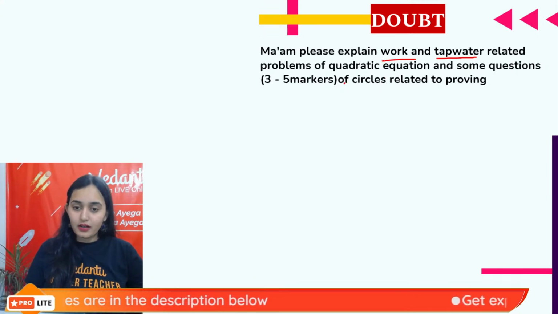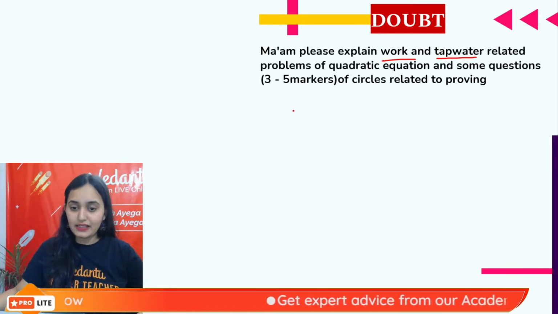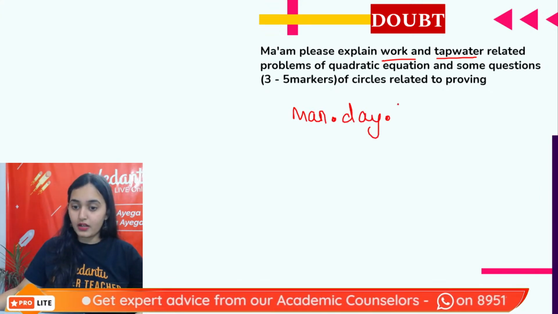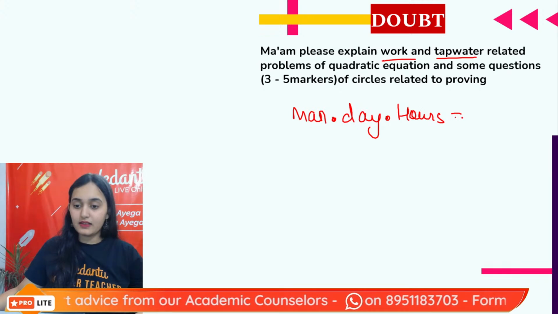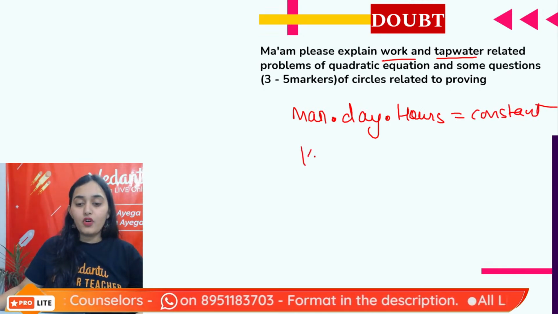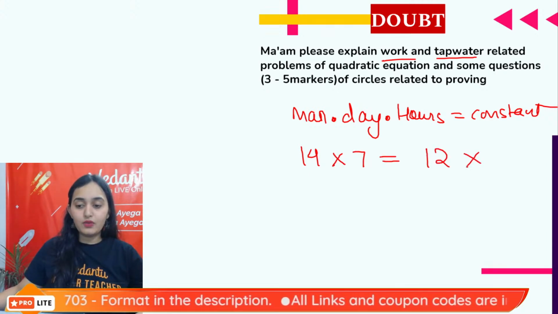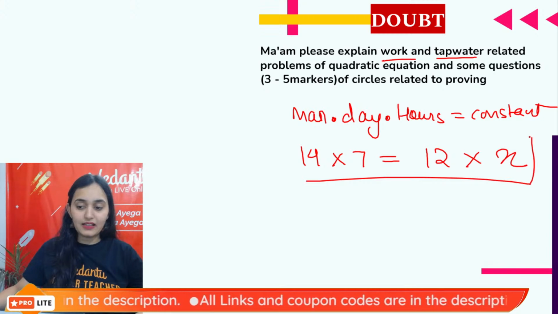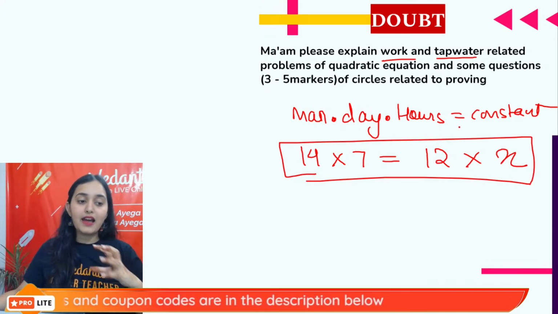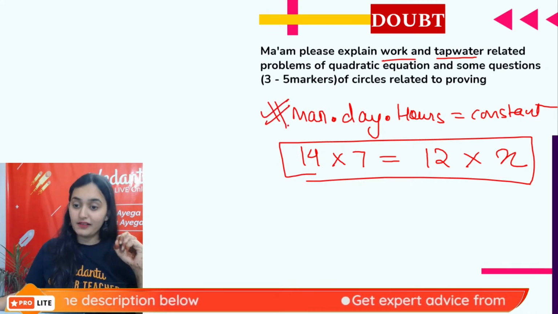Work and tap water related problems. The first thing that you have to keep in mind is man dot day dot hours is constant. For example, 14 men can do the work in 7 days, then 12 men will do the work in X days. Like this, you will solve the question. Okay. So man dot day dot hours is constant. So use this formula first of all.